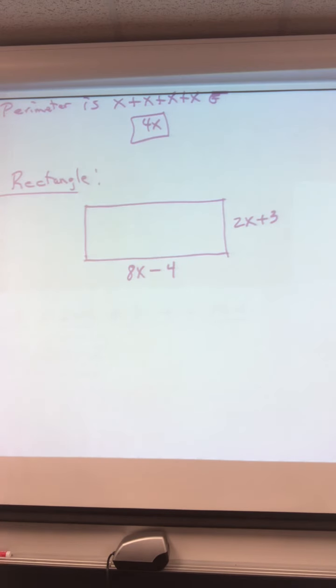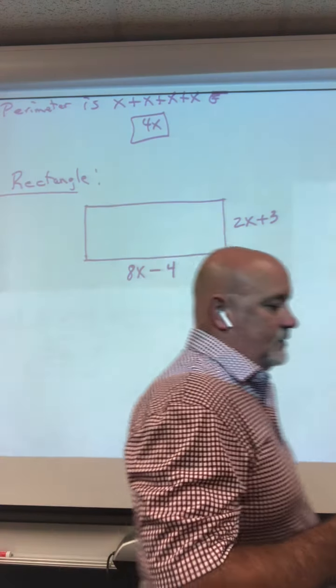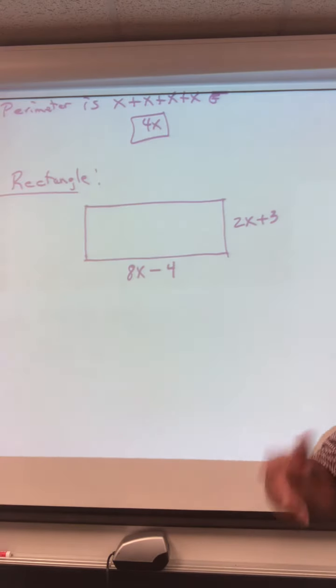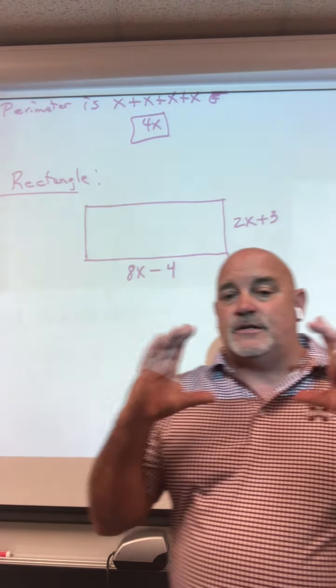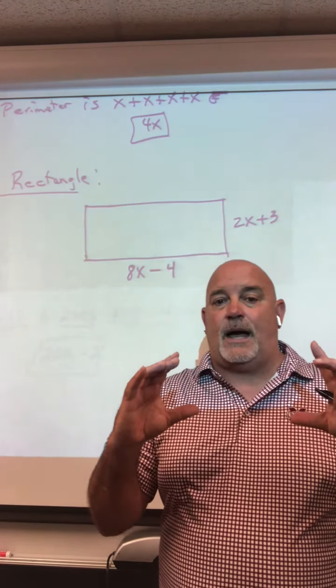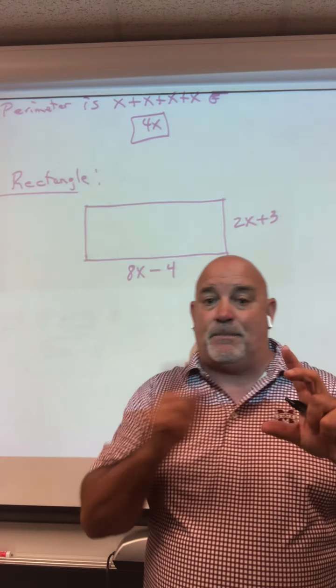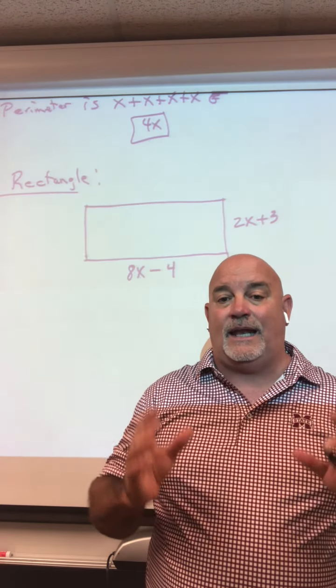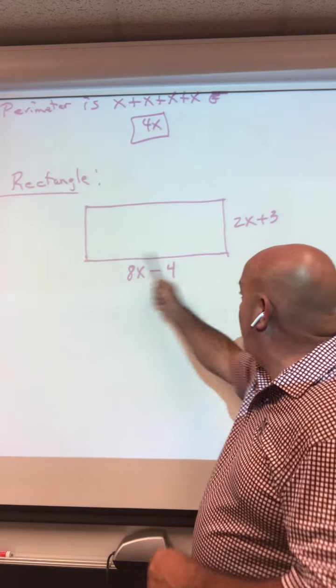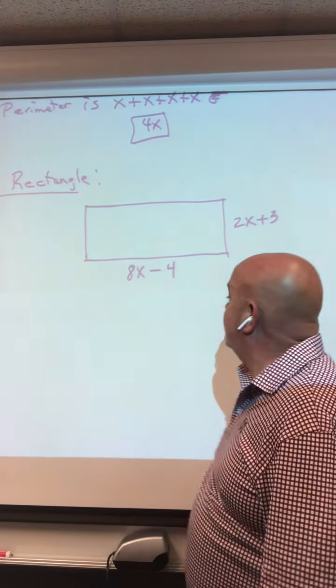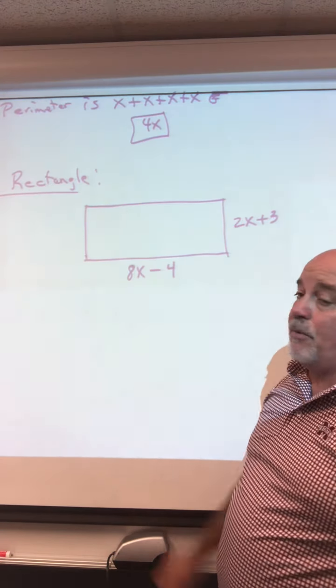Now, what do we remember from geometry about a rectangle? And you say, well, nothing. Well, then I'll remind you. If you have a rectangle, remember in geometry, opposite sides are equal in length. So however long this is, that's how long this is. So I want to find the perimeter.